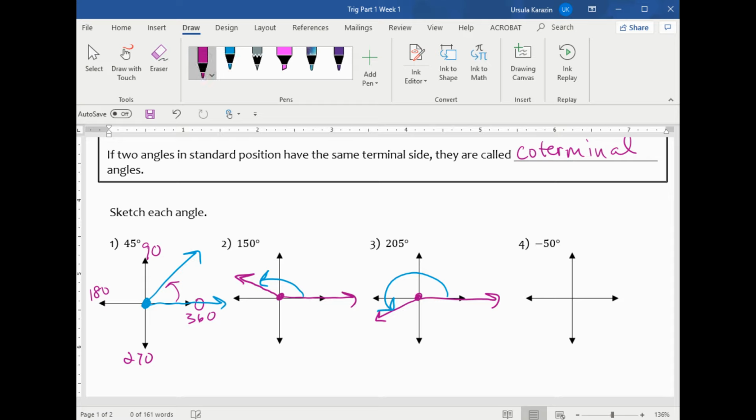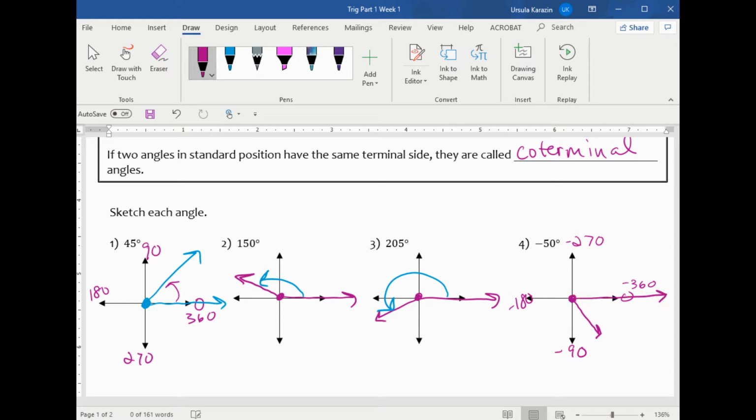Now let's do one that's negative. Okay, so now you have to think in the opposite direction. So here we start at 0, and then down here is negative 90. And now back here is still 180, but it's negative. And now up here is negative 270. And then once you get all the way around is negative 360. And so for your negative angles, you may want to write in those numbers to help you. So negative 50 is going to be in this first quadrant. It's a little bit closer to 0 than it is to 90, so that's pretty good.